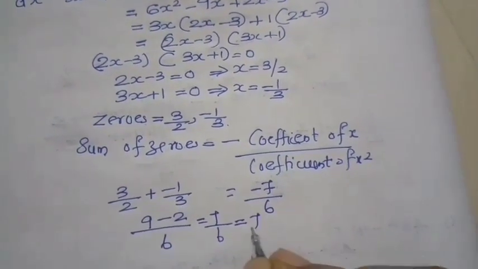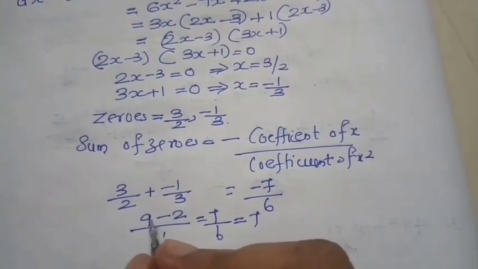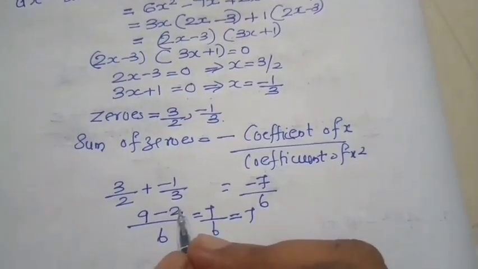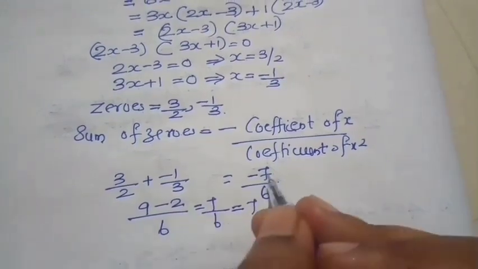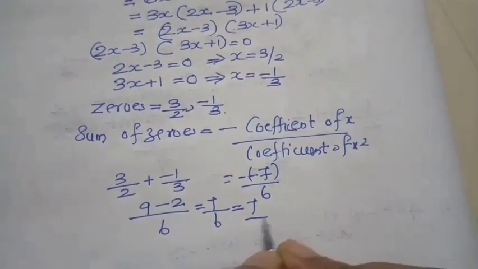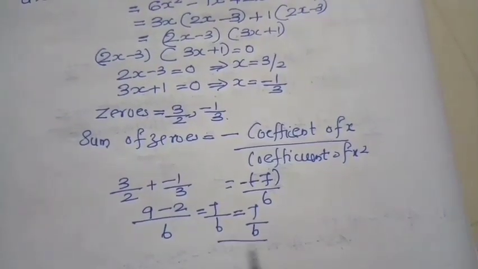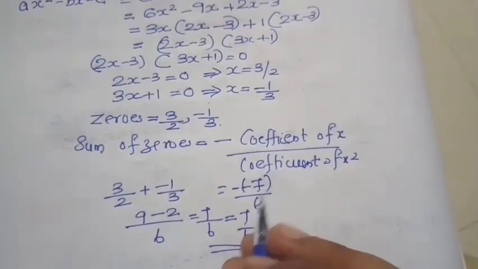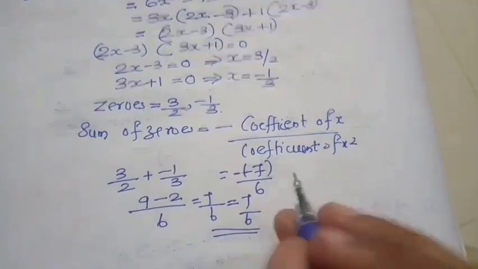That's the LHS. I'm sorry, here there is one mistake. So here we are writing it to be, there is minus 7. Here we have one more minus, sorry. So it will be again minus 7 by 6. So LHS is equal to RHS. So the first relationship is proved.